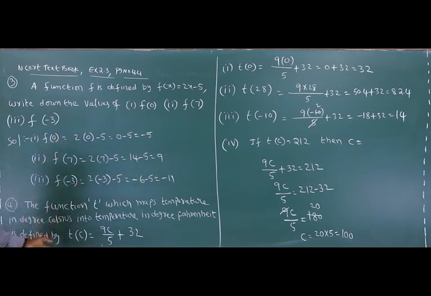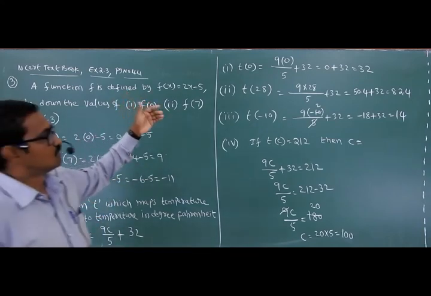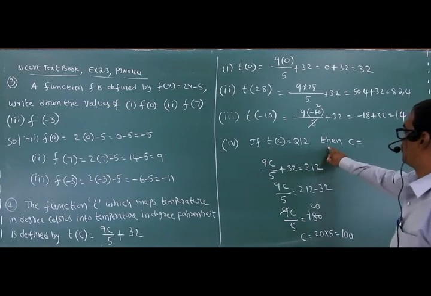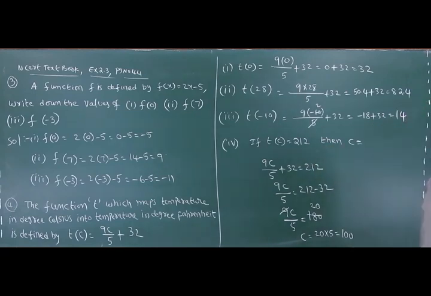And this is fourth problem. They have given one formula. C is Celsius and F means degree Fahrenheit they have given. T of c means degree Fahrenheit. So converting degrees centigrade into Fahrenheit, Fahrenheit into centigrade. t of 0, t of 28, t of minus 10. If t of c is equal to 212, then what is the value of c?